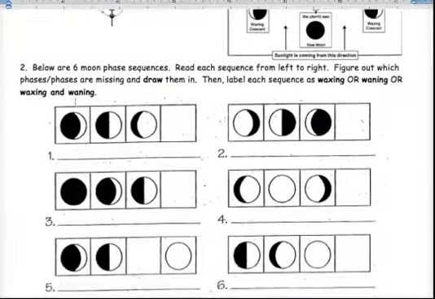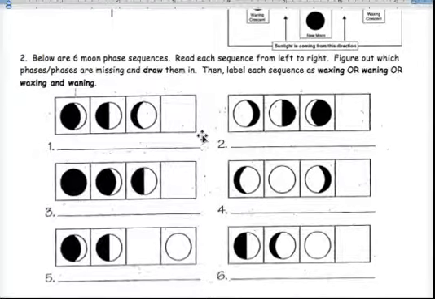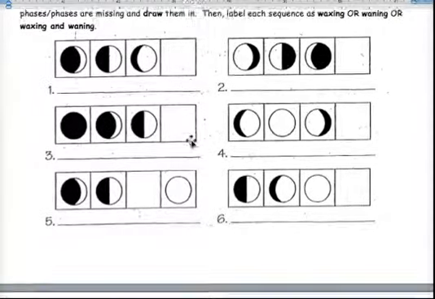Down here at number 2, it says, below are 6 moon sequences. Read each sequence from left to right, figure out which phase or phases are missing, and draw them in. Then label each sequence as waxing or waning, or waxing and waning. So you draw a circle on one of these, then you fill in whatever the next moon phase will look like by shading it in, and then right below it, write waxing or waning, or waxing and waning.